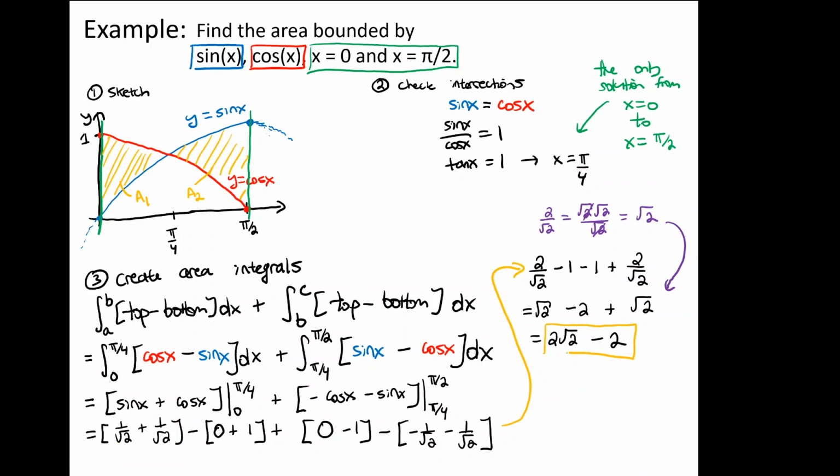If you want to, you can common factor 2 out. You have 2 times root 2 minus 1, and root 2 is larger than 1. It's 1.4, so we do get a positive quantity here.